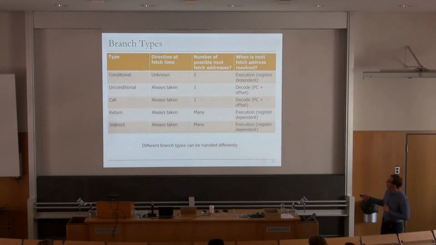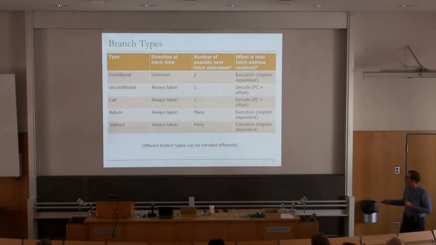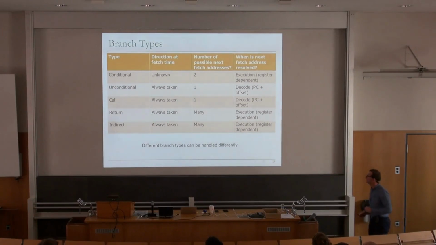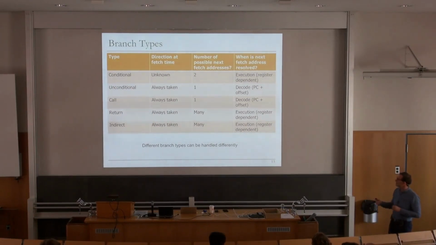Unconditional branches are always taken. You have one fetch address, and the next fetch address could be resolved at decode time, because it's usually PC plus offset. Calls are very similar to unconditional branches, but they're special in the sense that they're usually matched with a return. Return is a form of indirect branch. They're always taken, but they could return to many different call sites. These are usually register dependent, meaning that you know the return address at the end of execution of the instruction. Finally, indirect branches are very similar to returns, but not as special, because you could jump to anywhere. That's true for returns also, but you usually use a special register to return to. Different branch types can be and should be handled differently.